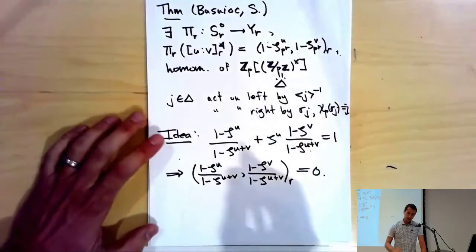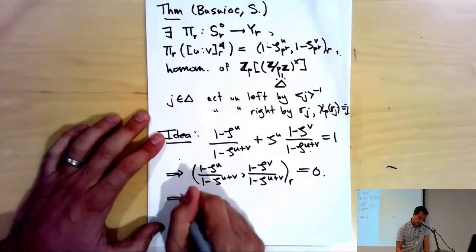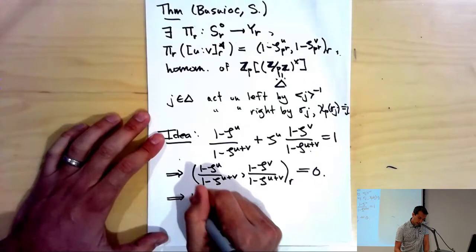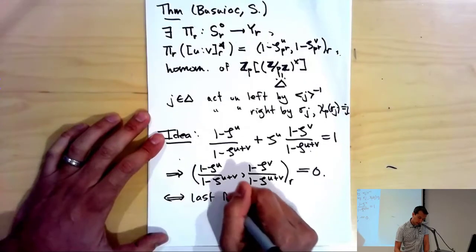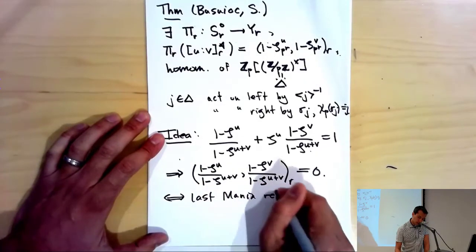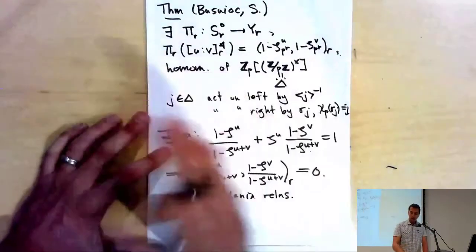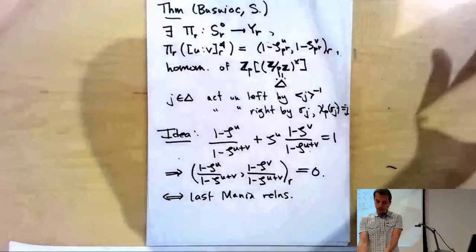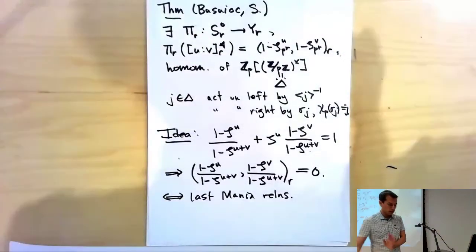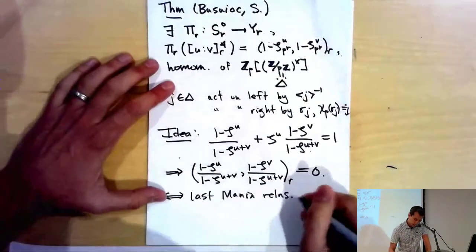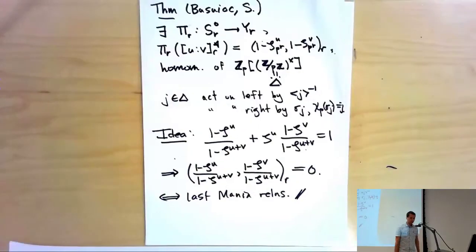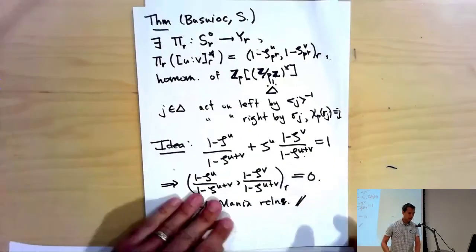So then this corresponds to the last Manin relation. You just need to show this is a well-defined map; for anything in the presentation, you need to show that it goes to 0. Okay, so that's the idea.